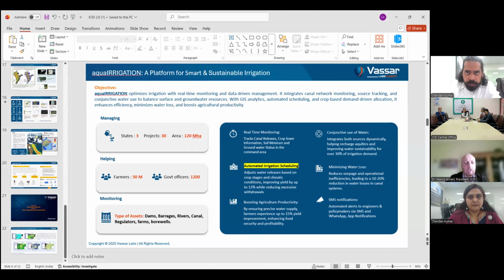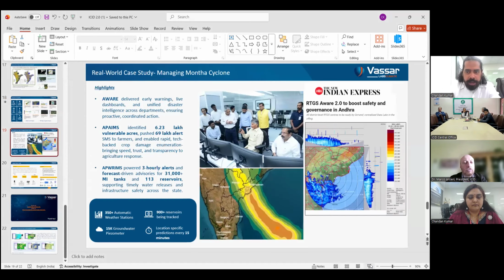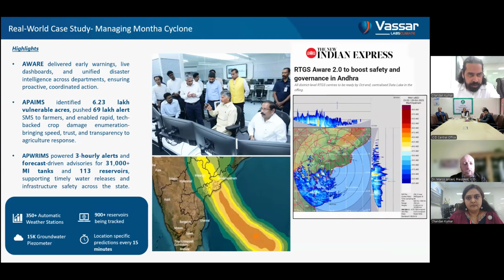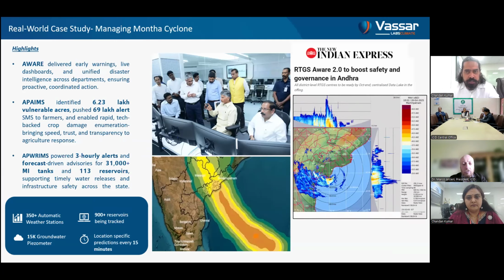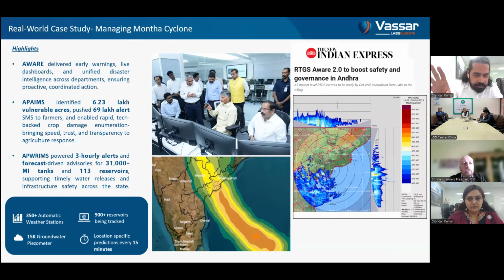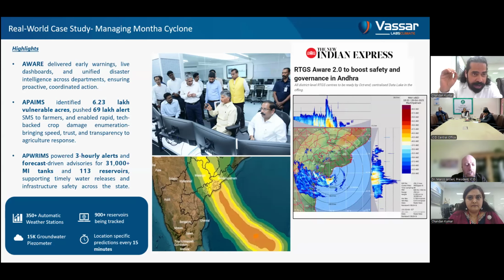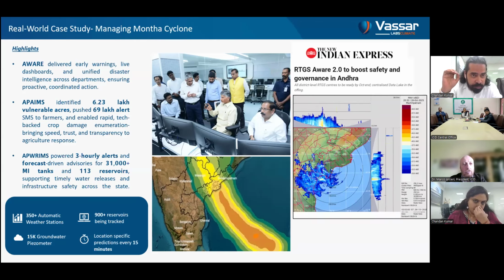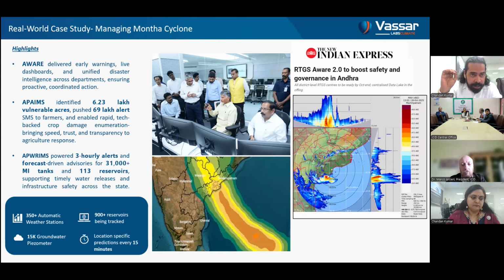We have done forecasting for them, and the beautiful part was that the system is integrated. We have a system called Aware, in the RTGS center of Andhra Pradesh, dedicated to disaster management. We linked it with AIMS, the Agriculture Information Management System, which identified 6.23 lakh vulnerable acres and pushed 69 lakh alerts to farmers.